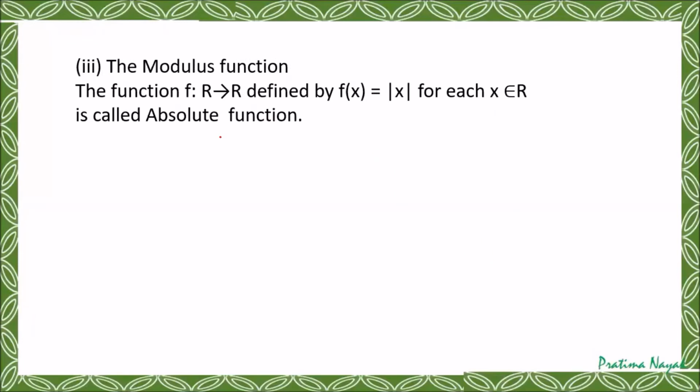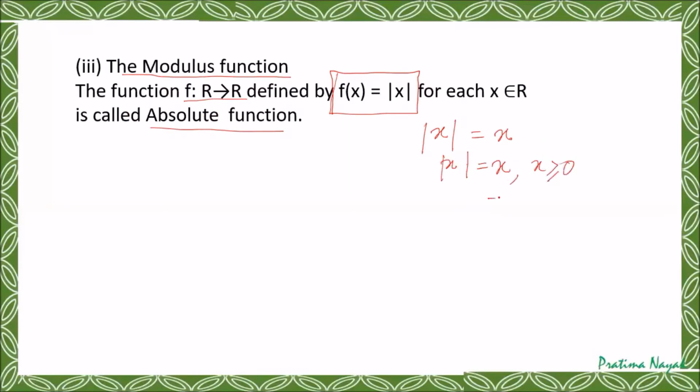Next is the modulus function. The modulus function is also known as the absolute function. How is it defined? The function from R to R is defined by f(x) = |x|. What is its meaning? The absolute value of x is always positive x. |x| is the same as x when x is greater than or equal to 0, and it is negative x when x is less than 0.